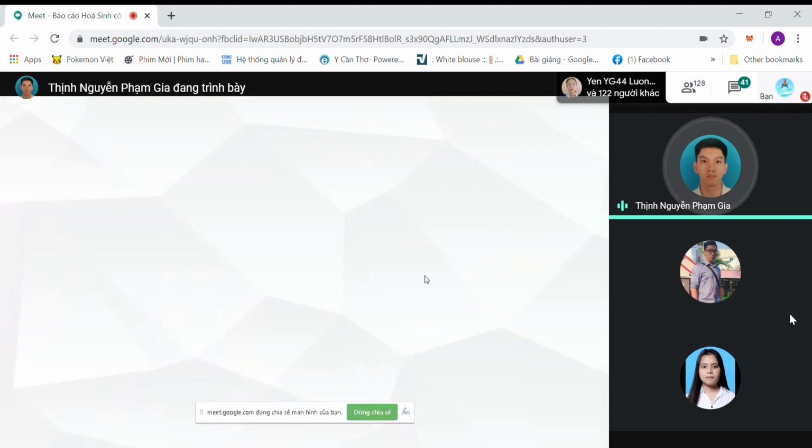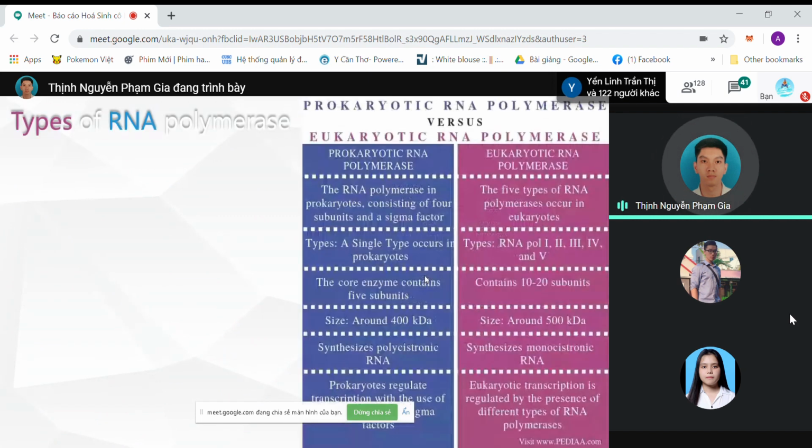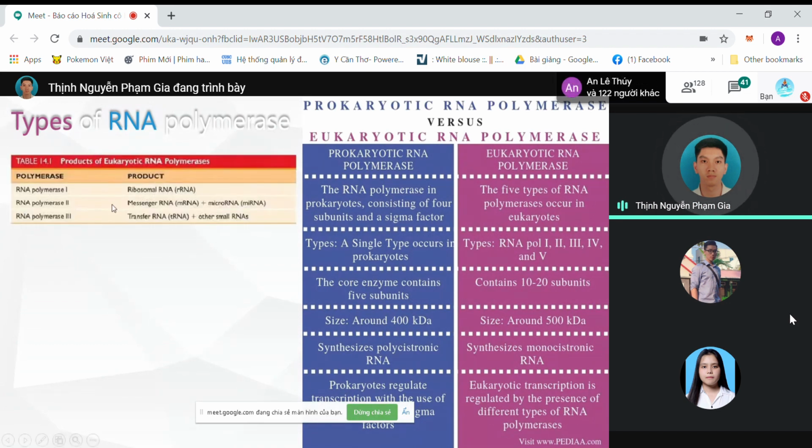And the final topic I want to talk about is the types of RNA polymerase. The difference between RNA polymerase of prokaryotes and eukaryotes is summarized in this table. And you can see in the other table, RNA polymerase also has three types, like DNA polymerase.